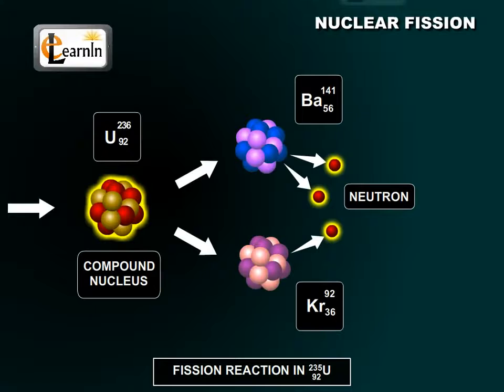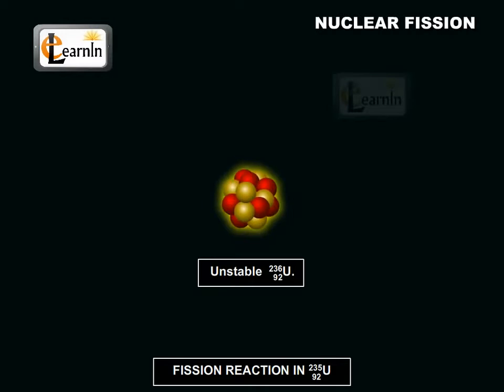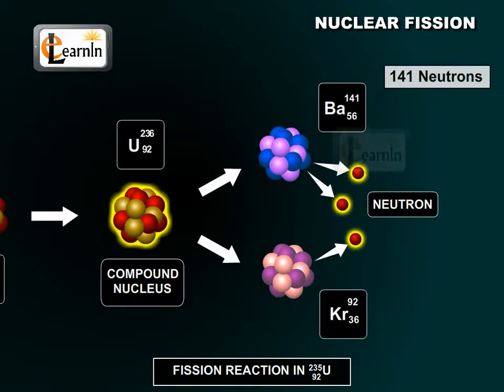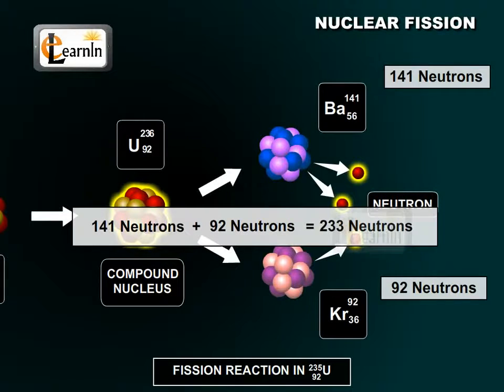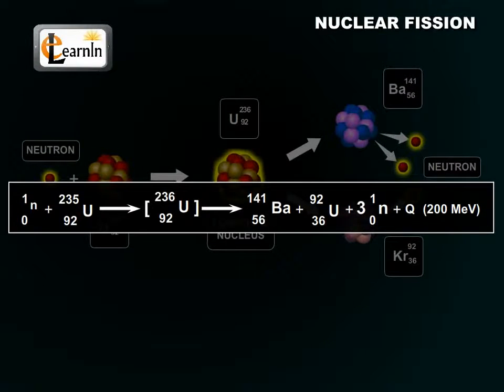You should notice that a barium atom has 56 protons and a krypton atom has 36 protons, which add up to the uranium atom's 92 protons. The unstable uranium-236 nucleus also releases 3 neutrons in the process. This happens because barium-141 has 141 neutrons and krypton-92 has 92 neutrons, adding up to a total of 233 neutrons. To balance the equation, uranium-236 must emit 3 more neutrons. The chemical equation of the nuclear fission reaction taking place can be represented by this equation.